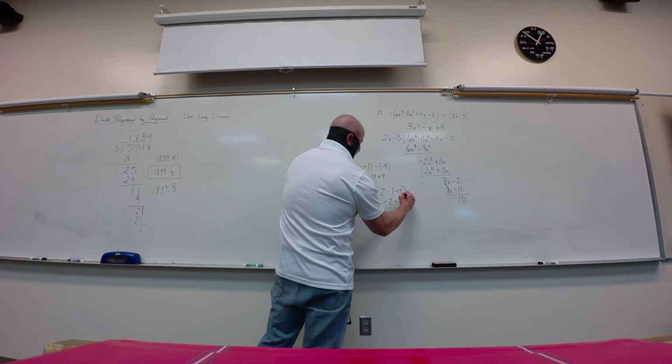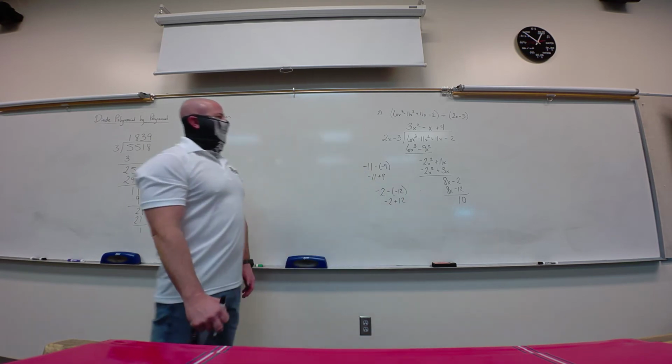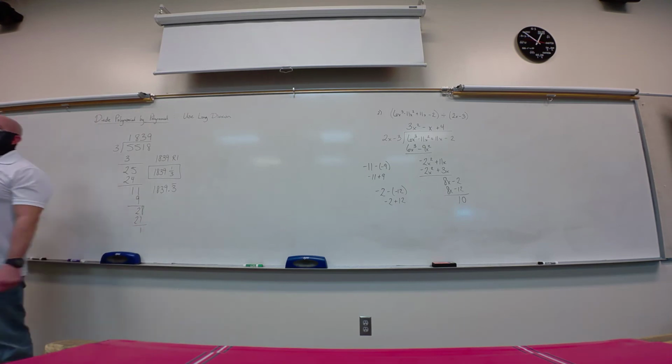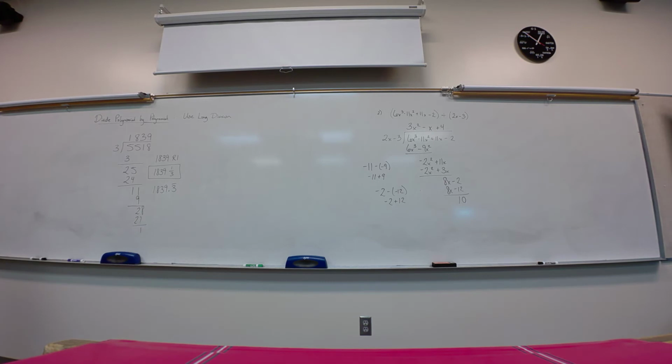What I see most of the time is on the long division with polynomials, we subtract wrong. It's the signs that get us. We know how to subtract. We just get mixed up on the signs and the negatives get in the way. That does happen.